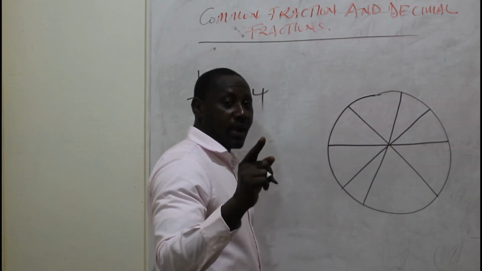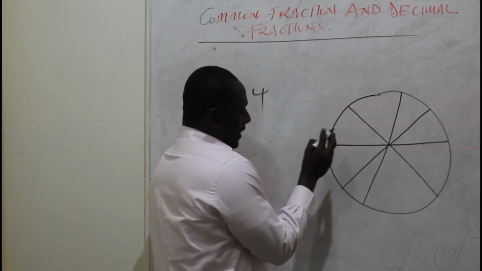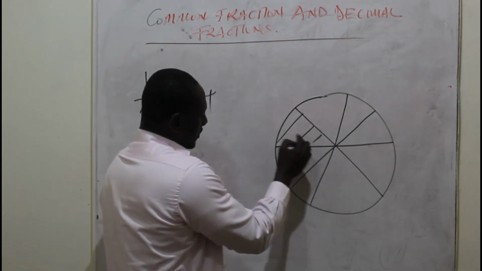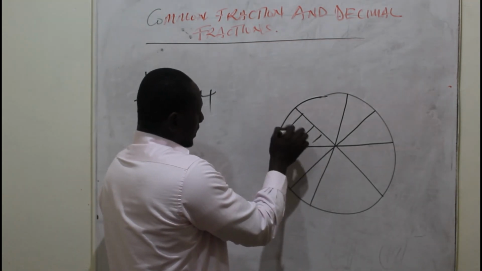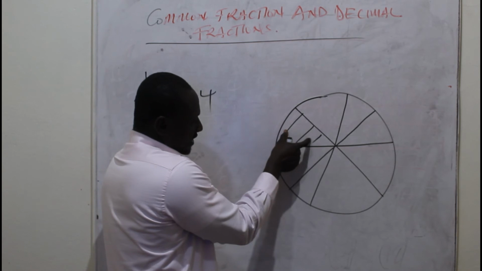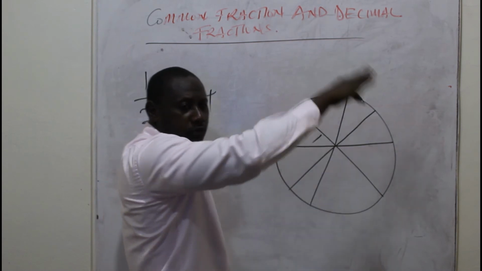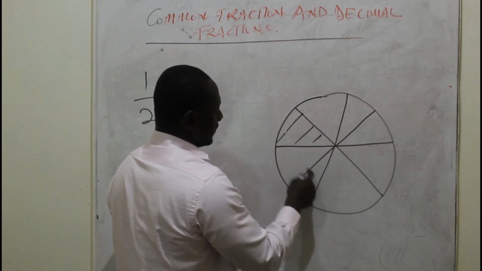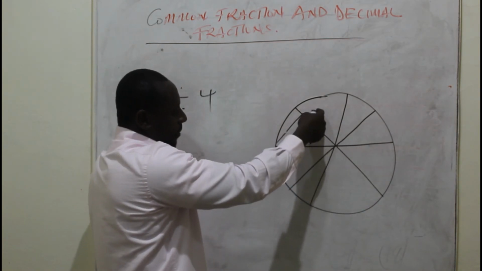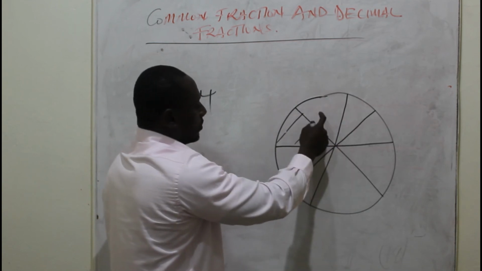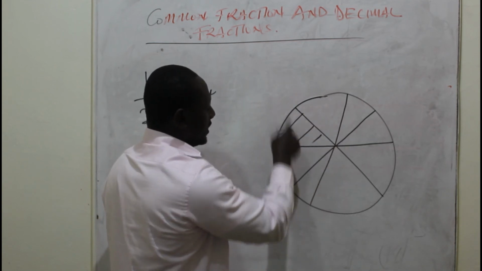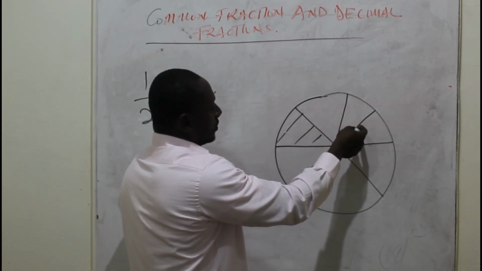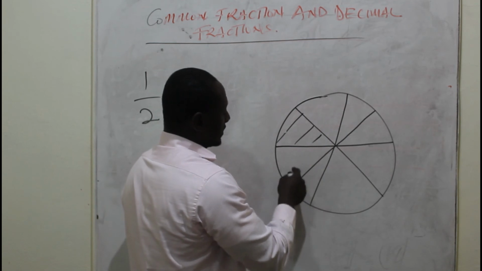So if I'm picking 1 for Priscilla, then Priscilla's share is going to be this. This one represents the 1 for 1 person. Priscilla's share out of what? Out of 1, 2, 3, 4, 5, 6, 7, 8. If this one is for Wachi, Wachi's share out of what? 1, 2, 3, 4, 5, 6, 7, 8. If this one is for Collins, Collins's share out of what? 1, 2, 3, 4, 5, 6, 7, 8.